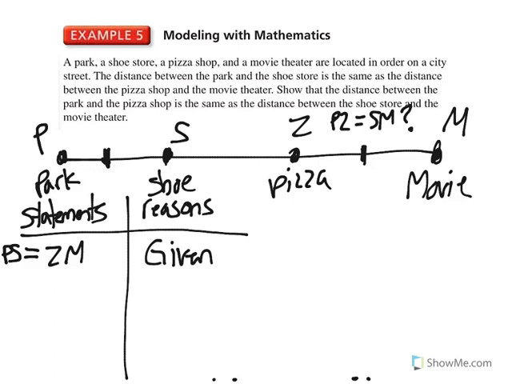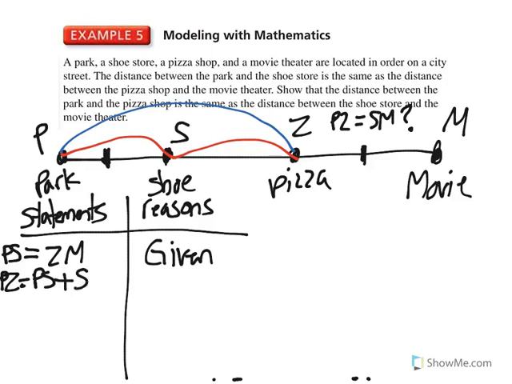So if I'm looking for PZ, I need to know what makes PZ. So I'm going to go ahead and write that PZ would be equal to its parts. Okay, so if PZ is the total here, I can get to Z by jumping to S and then going to Z. I'm going to add my parts to make my whole. PZ would equal PS, if I go to the shoe store first, plus SZ. My parts make my whole. This would be segment addition postulate.